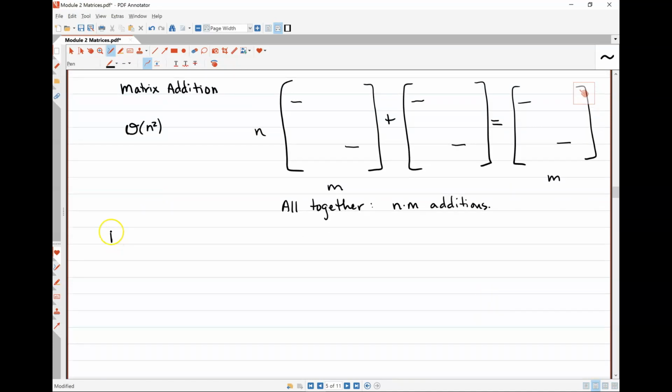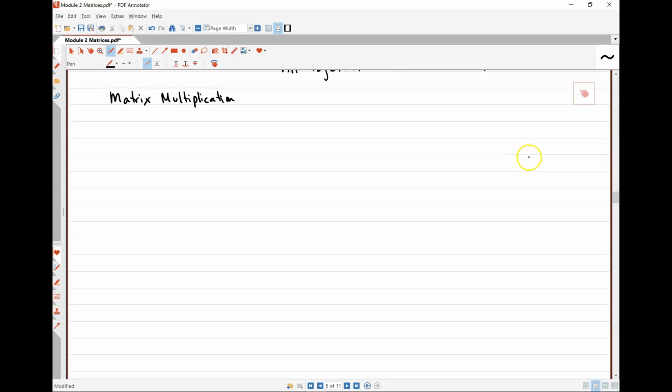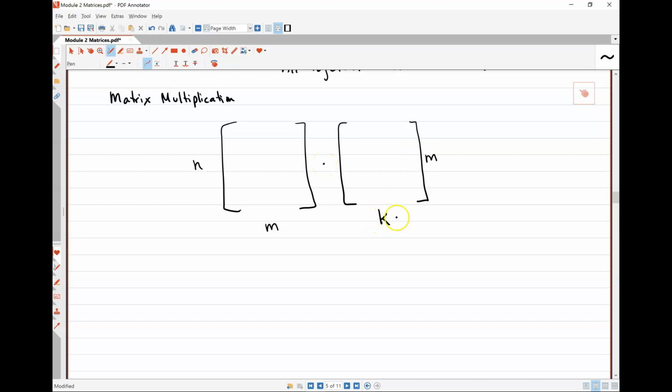And of course, matrix multiplication is more complicated. So let's think out a schematic if we're multiplying two matrices. If we're going to multiply two matrices, the number of columns of the first matrix has to match the number of rows of the second matrix. So this might be an n by m matrix, and that would mean that the matrix you're multiplying it by would have to have m rows, and then it could have some number of columns, k. And the resultant matrix is going to have n by k dimension.